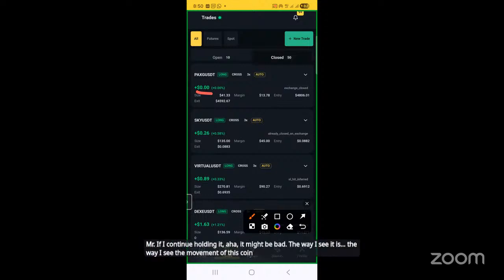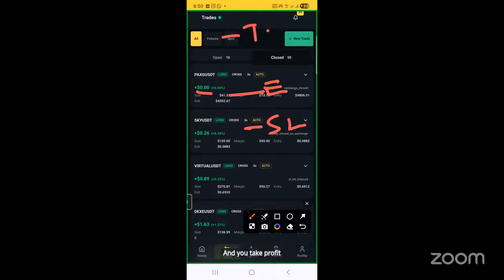Let me just move the stop loss. Let me remove it. For example, if you entered from here, this was the entry price, and your stop loss is around here, and you take profit. You want to take profit when it reaches here. So it sees the way this trade is moving. It is not deciding going up, coming down.